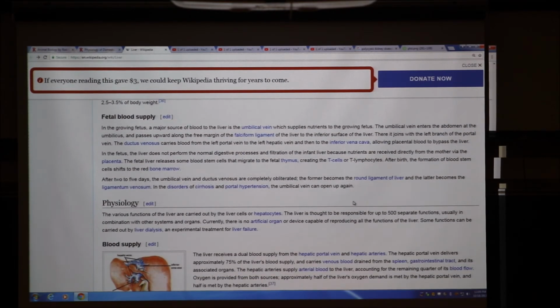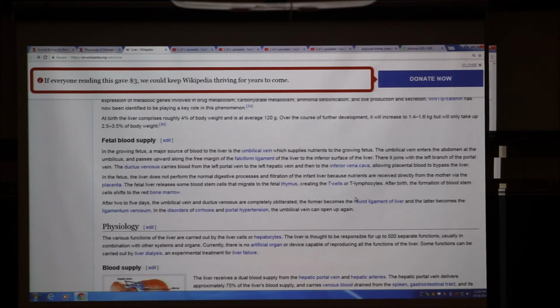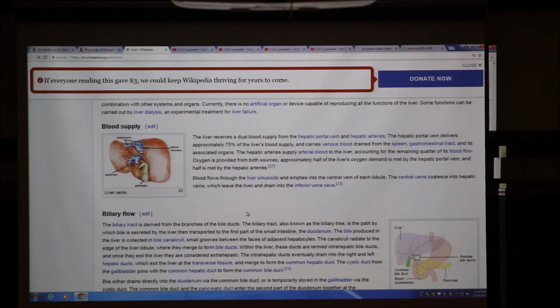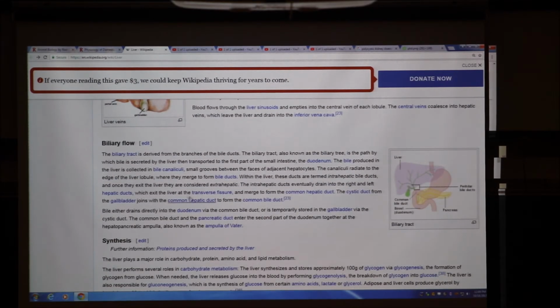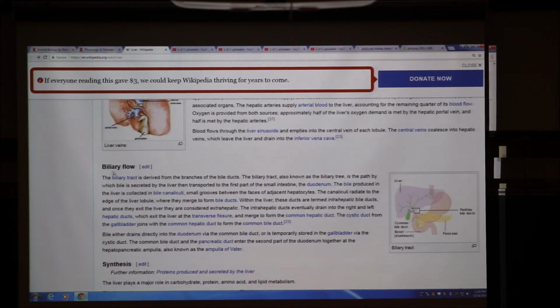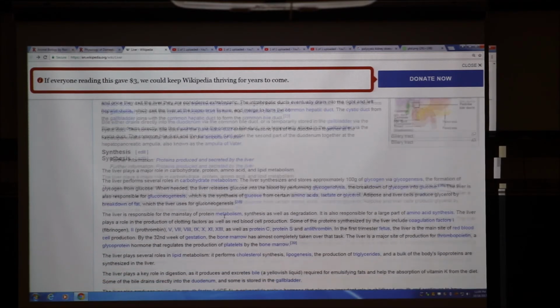Fetal blood supply. Oh yeah, it's really interesting to study how blood supply in the fetus is different than blood supply after birth. It gets kind of complicated, but there are some special ways blood flows, and they describe it here pretty well, I think. Okay, physiology, blood supply, gallbladder, biliary flow. That means the bile flow, the synthesis.